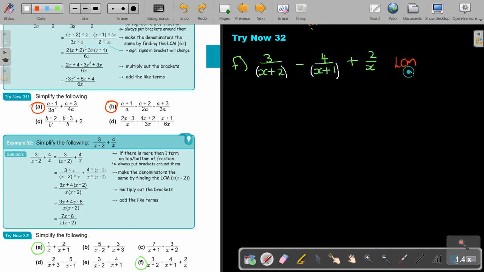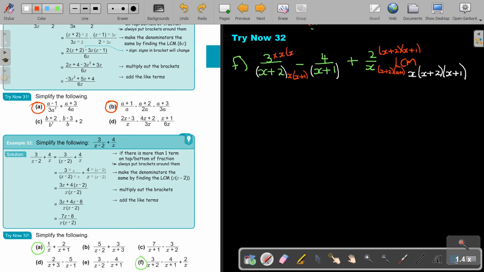So my LCM is going to be x plus 2, x plus 1. Okay, so in this case, I'm going to multiply with x plus 2, x plus 1. X plus 2, x plus 1. X plus 2, so this is going to cancel, but it's still x plus 1.